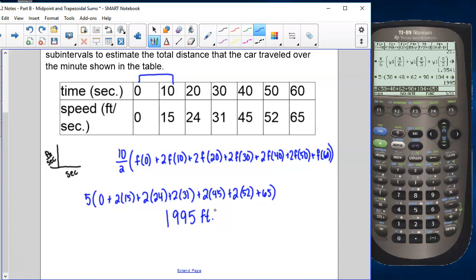Now, keep in mind again, this only works if you have equal subintervals. If your subintervals are not equal, so if it went from 0 to 20 and then 20 to 30 and then 30 to 35 or something like that, you would have to do each trapezoid separately. Kind of like we did a couple of days ago when we started all of this. You just draw it out, find the area of each trapezoid. It's a little time consuming, but it's basically just the area of a trapezoid, so it's not too terrible. Okay, questions?